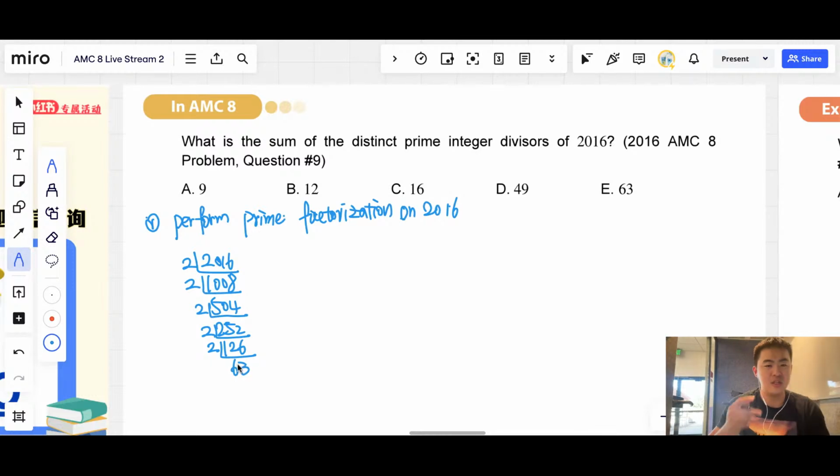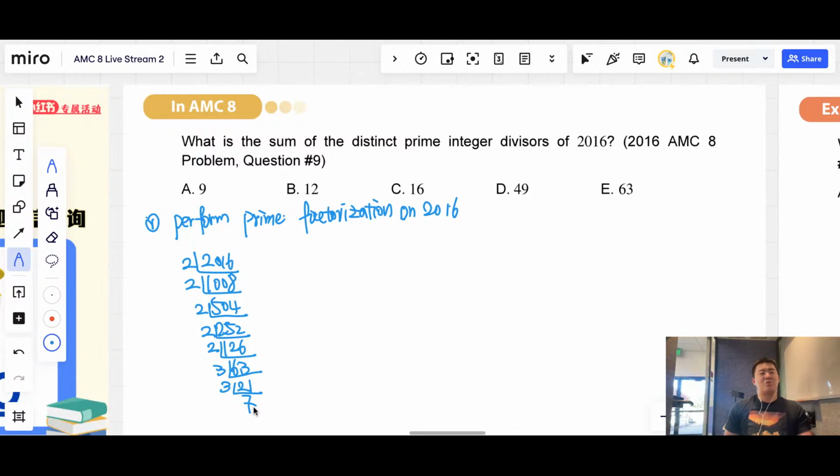Now, 63. Okay, so 63. If we add up all the digits, which in this case are 6 and 3, we have 9. 9 is a multiple of 3, so definitely this number can be divided by 3. Let's do that. Divided by 3, we have 21. 21 can also be divided by 3. We all know that 3 times 7 is 21.